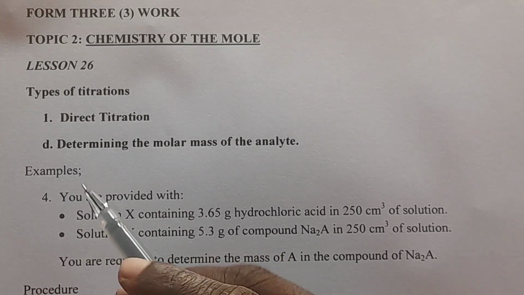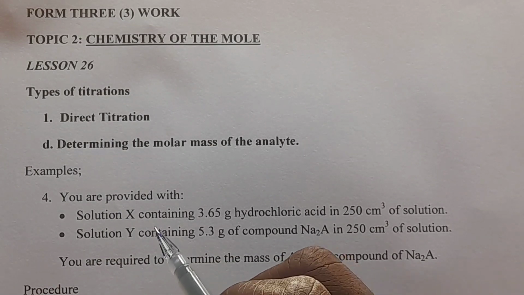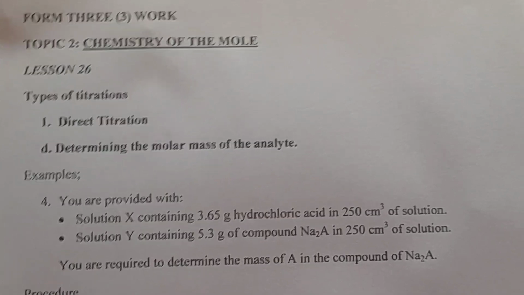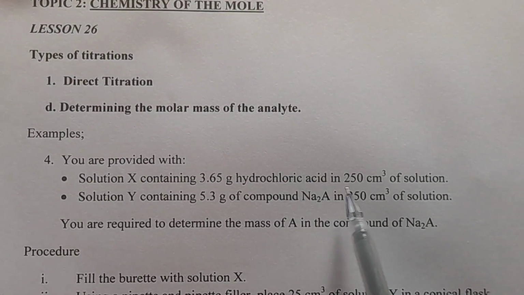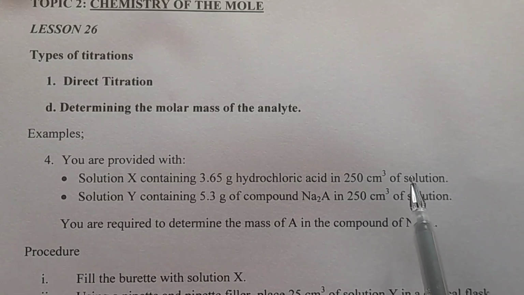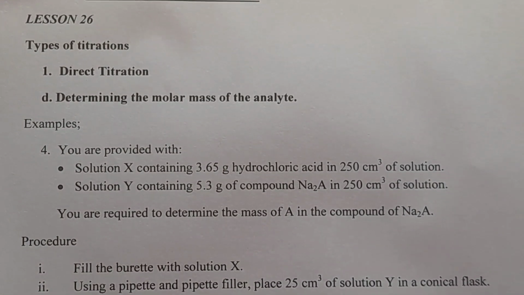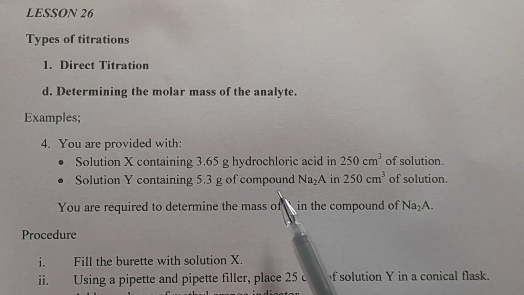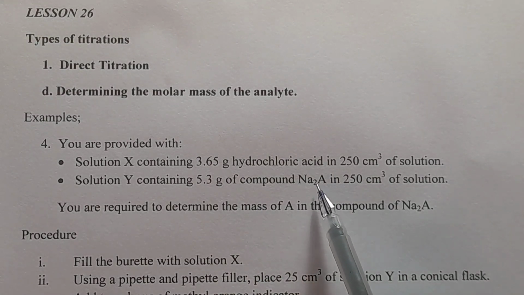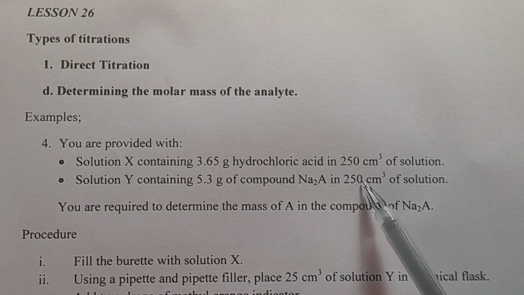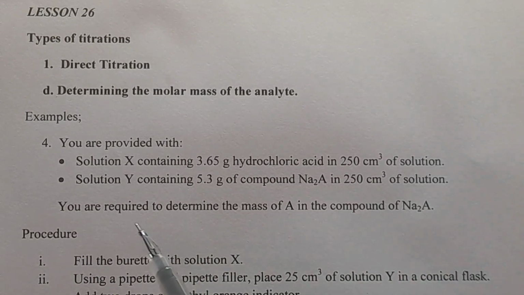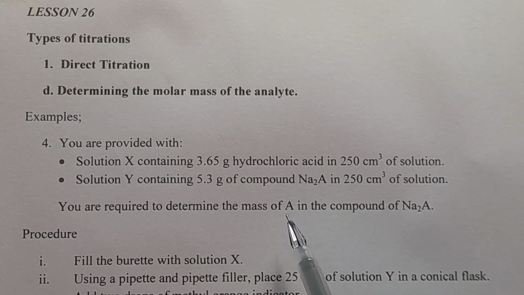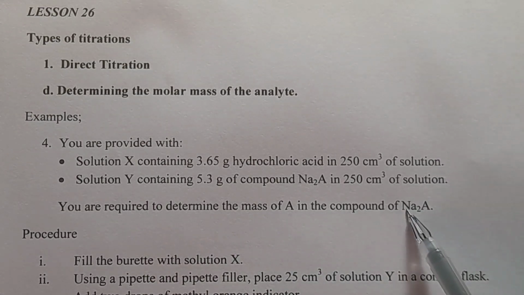To read the question, we are told you are provided with solution X containing 3.65 grams hydrochloric acid in 250 cm³ of solution. We are given again solution Y containing 5.3 grams of compound Na2A in 250 cm³ of solution. The aim of the practical is to determine the mass of A in the compound Na2A.